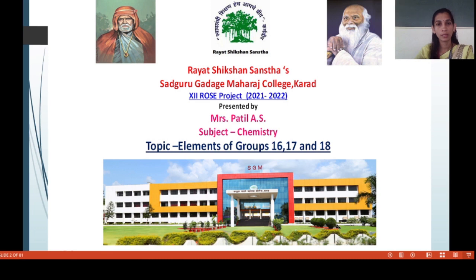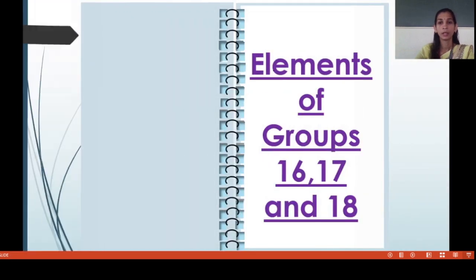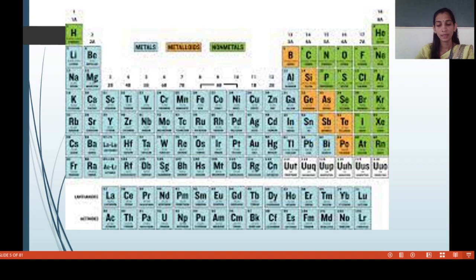Today we will start the new chapter, that means elements of group 16, 17 and 18. Group 16, 17 and 18 are part of the periodic table.